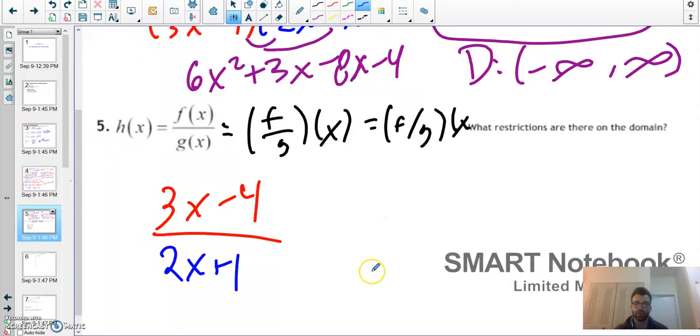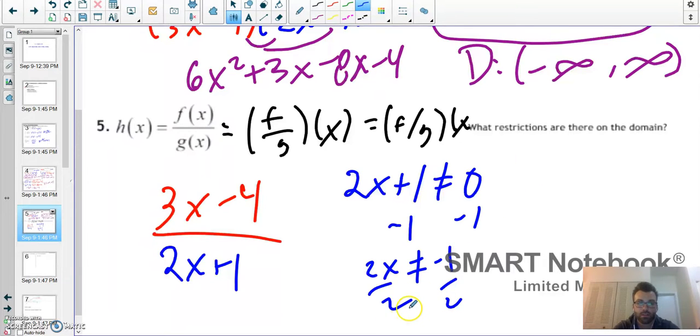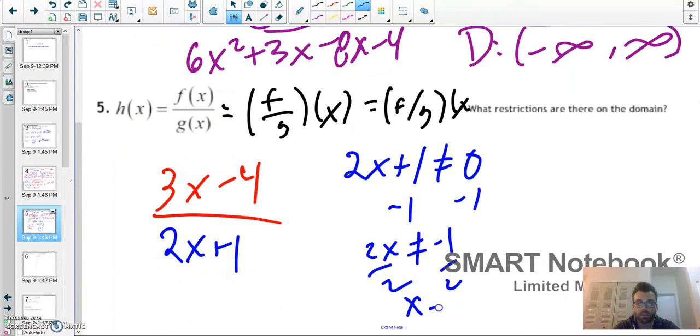Remember, in fractions, from our reciprocal function, there's a number that we cannot divide by. Well, that number that we cannot divide by is what? Say it. Goose egg. 0. So my denominator cannot equal 0. So we want to find the value of x that will give us 0. So I'm going to subtract 1. 2x does not equal negative 1. And divide by 2 to get x. x cannot equal negative 1/2.